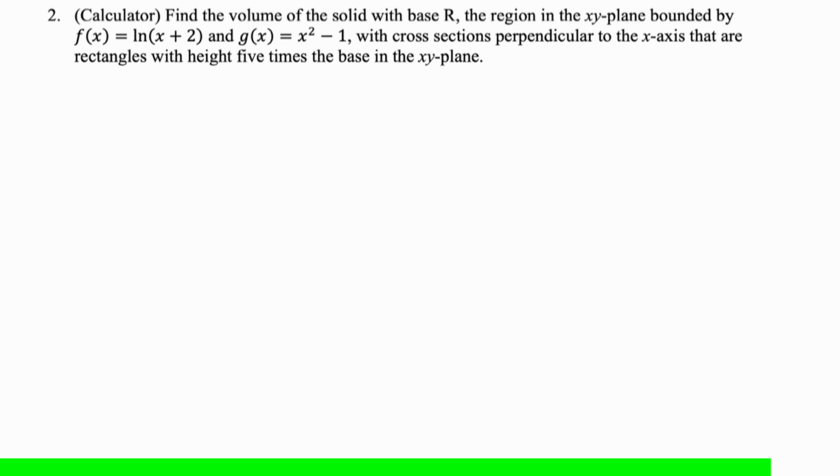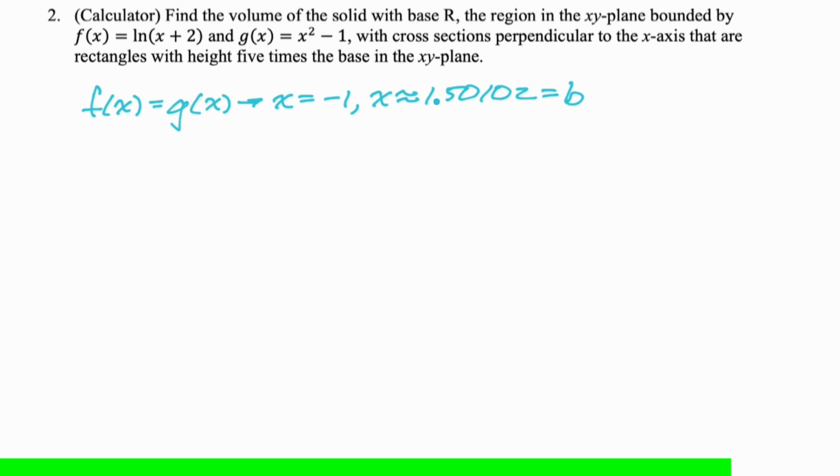Okay, so I'm going to play a video of me doing this on the calculator. We need to know when f of x is equal to g of x. The calculator will show us, or will have shown us, that that occurs at -1 and 1.50102, which I'm going to call b.